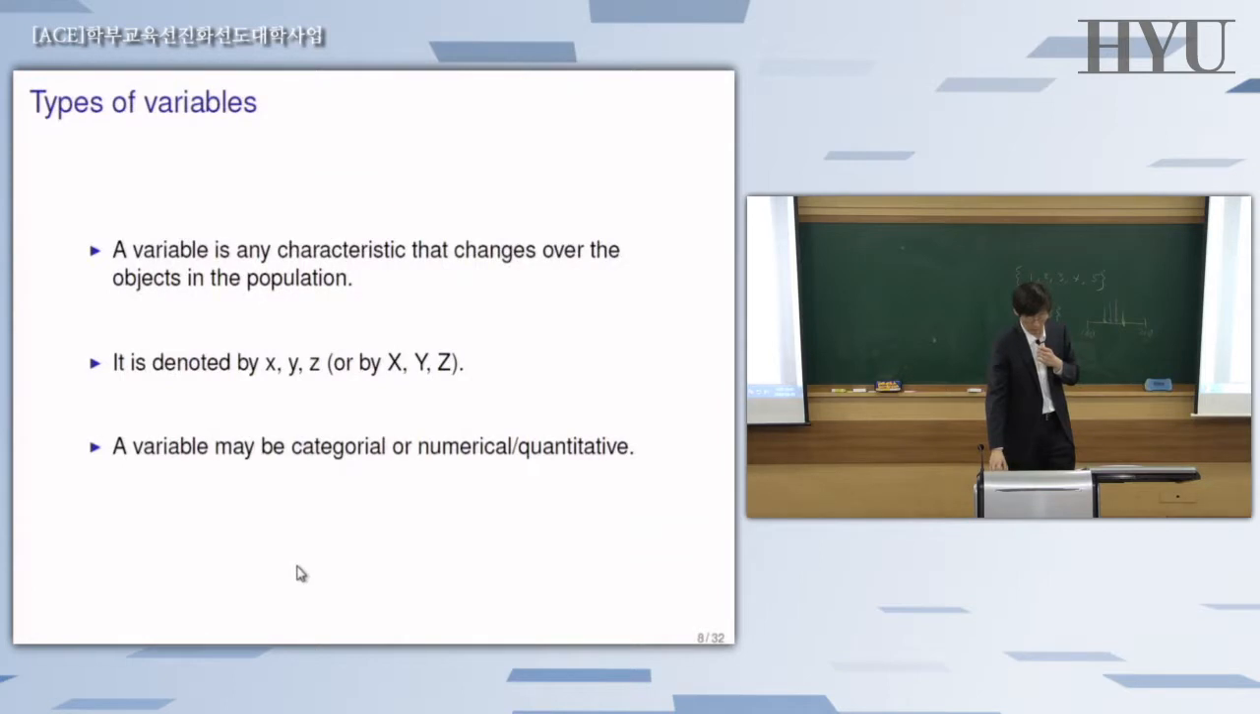Similar to the characteristics, the so-called variables can also be categorical or numerical. First, we have to define it, since it's the first time that we introduce this term. What is a variable? Any characteristic that might change. So the key term here is this one. It has to change, either over time or over other criteria, over some objects in the population.